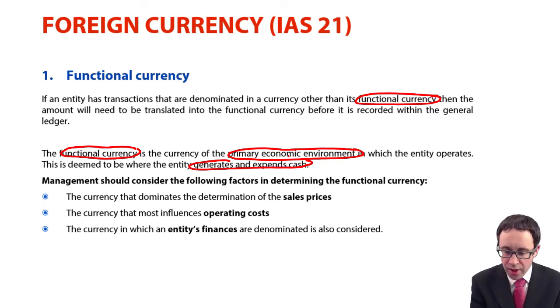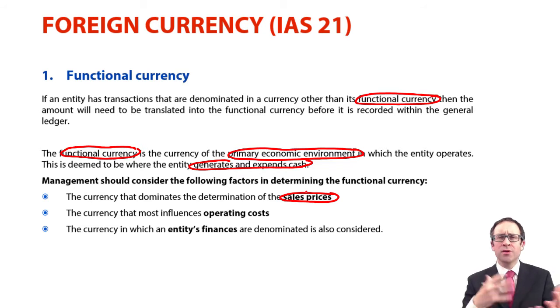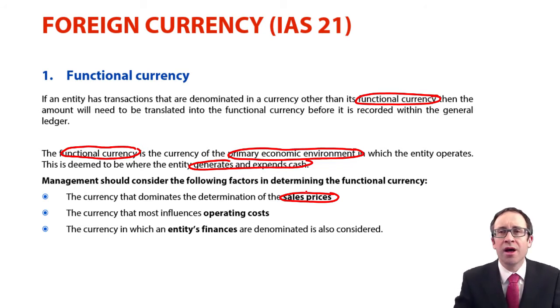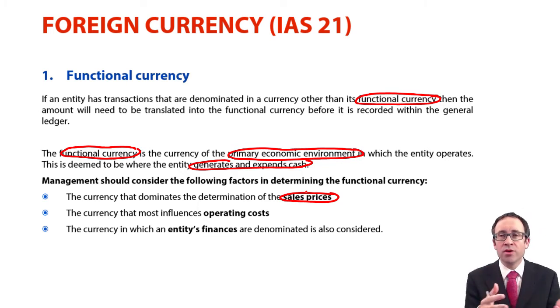So you need to look at the currency that denominates the sales price. So yes, you might sell some goods in Switzerland in Swiss francs, but maybe the vast majority of your trade is with companies in France, Germany, or Italy. Okay, so countries whereby you trade in euros.